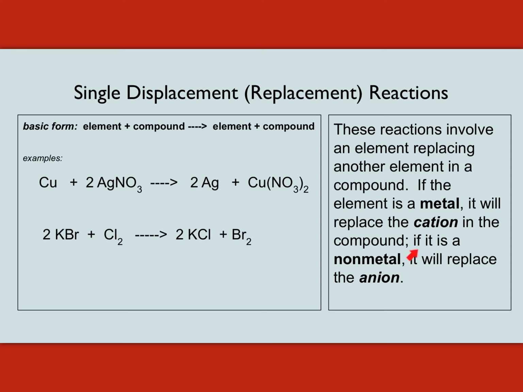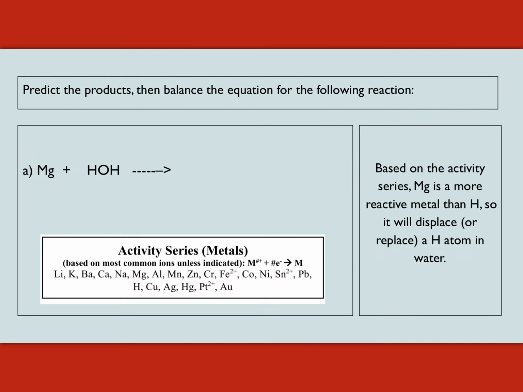Now, if the element by itself is a nonmetal, it's going to replace the anion in the compound. Here we have chlorine, and it's going to replace bromine because it's more reactive than bromine. So the chlorine, a nonmetal, is replacing an anion, and you can see that they've switched places. Single replacement reactions only occur if the element that's by itself is more reactive than the element that's being replaced in the compound. And to figure that out, you're going to need an activity series and an electronegativity series on the back of your periodic table.